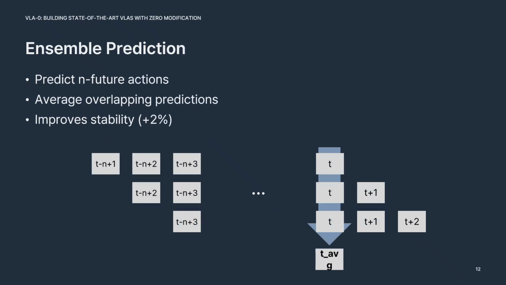At each step, the model predicts the next N future actions. Then overlapping predictions are averaged together. This stabilizes control, reduces noise, and provides temporal smoothing, similar to an ensemble. It improves performance by about 2%, and in these evaluations, this turns out to be the most important factor.